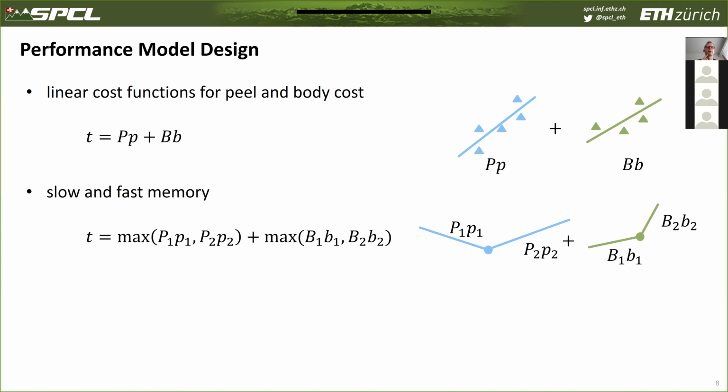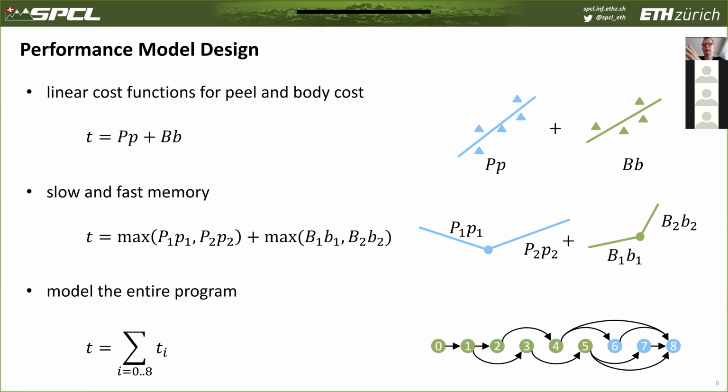Now we have 2 of these models. One, as I said before, for the slow memory and one for the fast memory. And to combine them, we always take the maximum of the peel costs, of the latency, and the maximum of the body cost for the 2 performance models, the slow and fast memory. And that gives us this T, the execution time for an individual stencil in the program. But our program usually has multiple stencils. So in the example, we had 9 stencils. So what we do is we sum up the times we predict for the individual stencils.